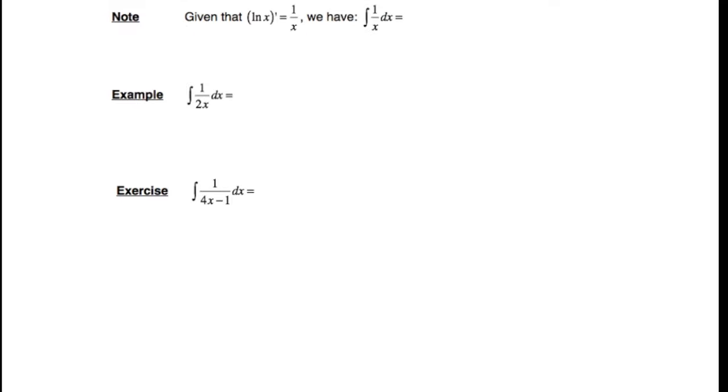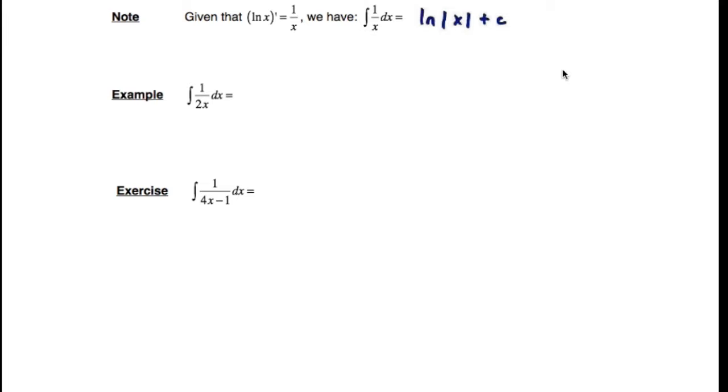The natural logarithmic function integration. We will, in this section, use the log rule for integration to integrate a rational function, and we'll also study how to integrate trigonometric functions. Given that the derivative of ln of x is 1 over x, we have the integral of 1 over x dx equals ln of |x| plus c.